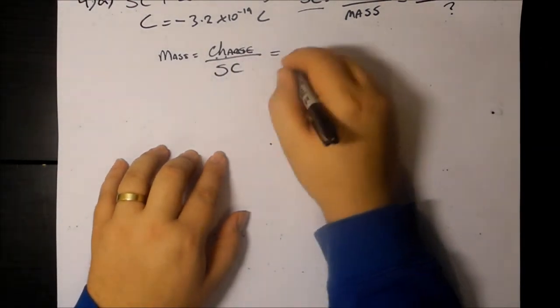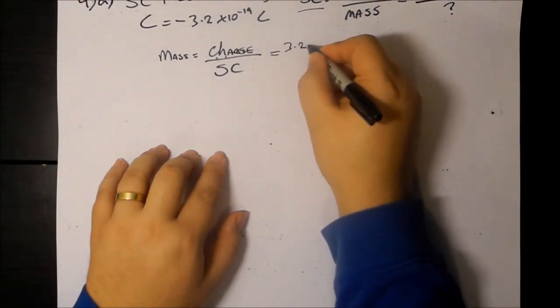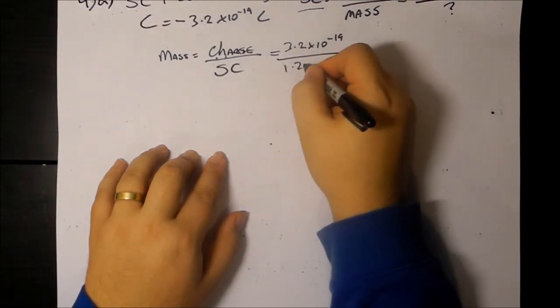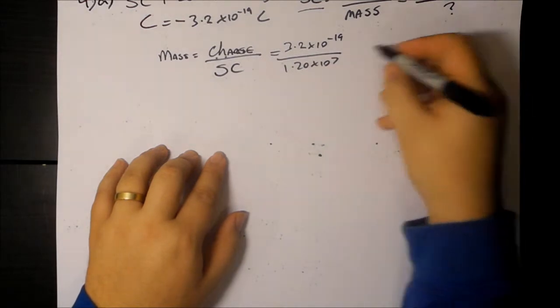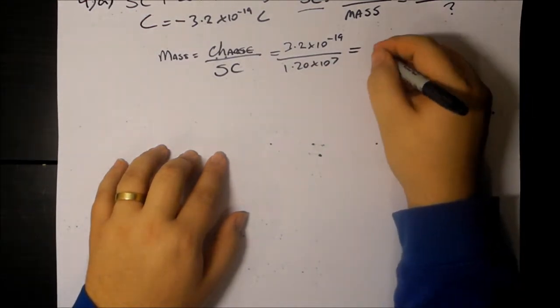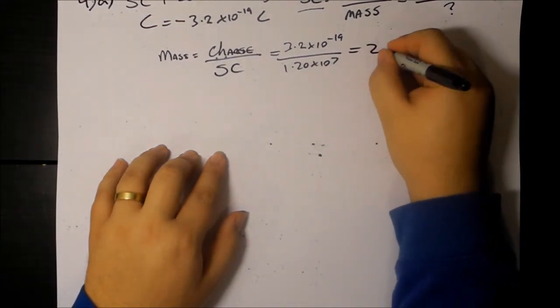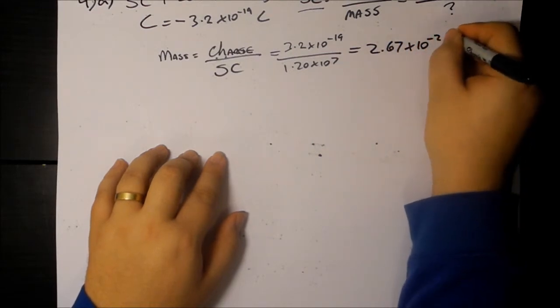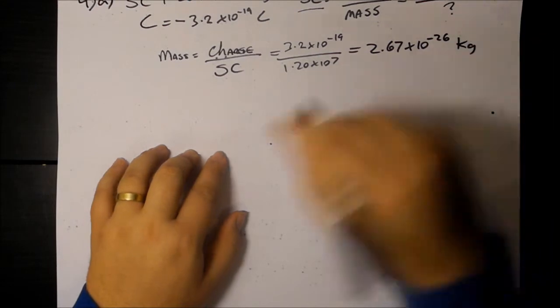Now we're putting in our figures, it should work. We've got charge 3.2 times 10 to the minus 19 over specific charge of 1.20 times 10 to the 7, and we get an answer out that is 2.67 times 10 to the minus 26 kilograms.